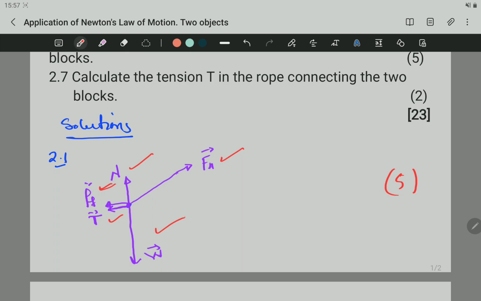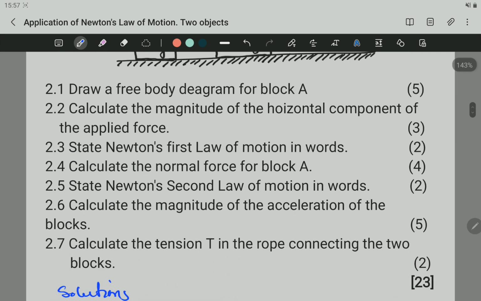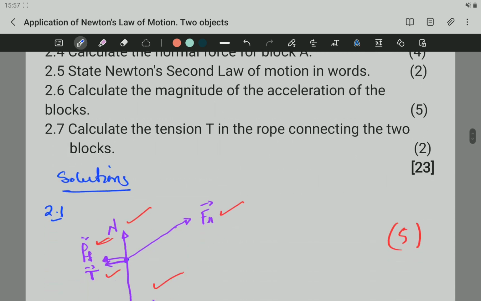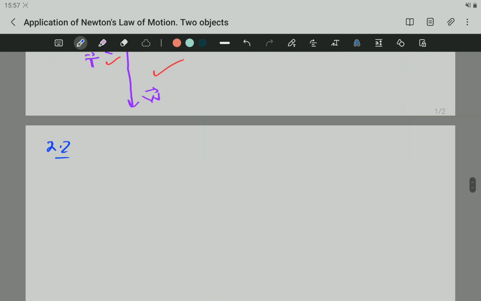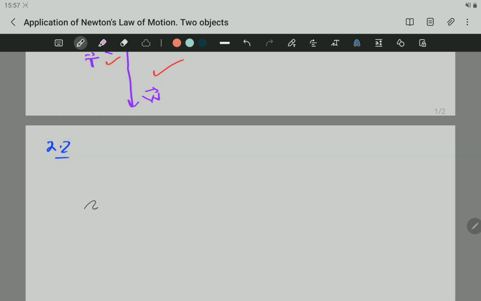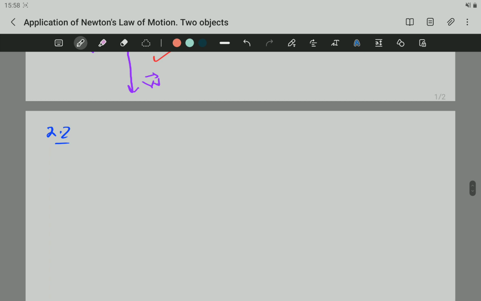Let's go to question 2.2. It says calculate the magnitude of the horizontal component of the applied force. Now we're going to draw a new free body diagram, but this one will have everything. In this one we will have the axis and the components, and it will be used later for the other questions. So let me redraw the same one as question 2.1, and then from there we'll continue. Just give me a minute.